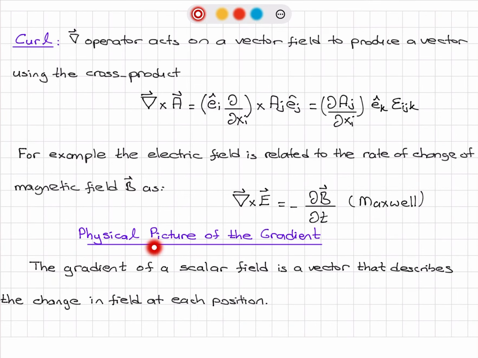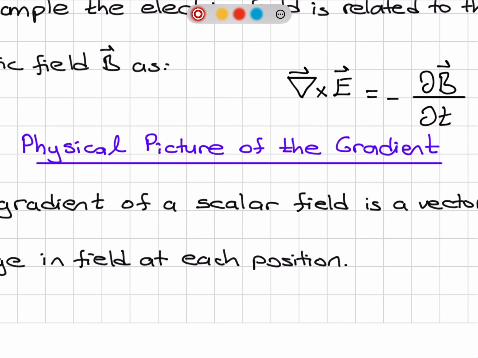We're now going to talk about what the gradient of a scalar field means physically by looking at the physical picture. The gradient of a scalar field is a vector that describes the change in the field at each position. And how can we see this?